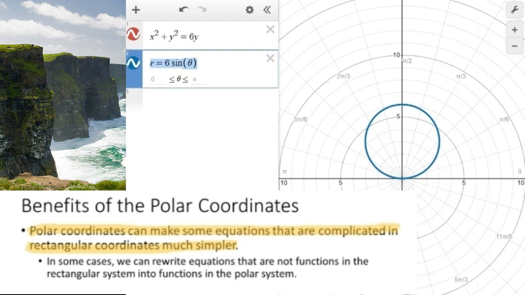Second, because of how sleek and compact the polar version of our equation is, it does make it much easier to work with in calculus, especially when we're using the operation known as integration. If we go back and check all of our results from the previous problem, our equations in rectangular coordinates were not functions. But when we converted them to polar, they were functions. r was a function of theta.